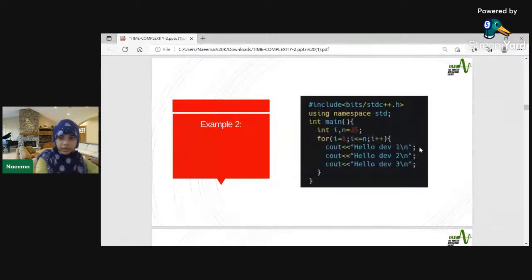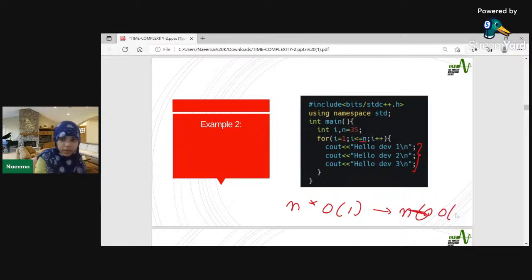Now take a look at this example. Here we have the same chunk of code, the same three statements inside a for loop, and it repeats for n number of iterations. So here the time complexity becomes n multiplied by big O of 1, which is big O of n. You could say that when an algorithm employs statements that are executed only once, the time required grows as the number of times the loop is set to run grows.